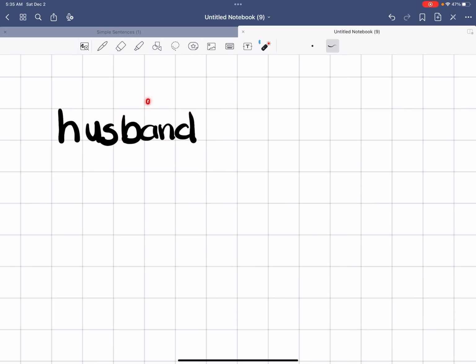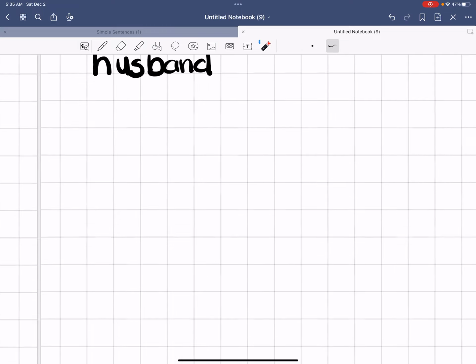So now, here's our vowel. It says apple. Why apple? Because it's stuck in between these consonants, okay? So apple. Hus, b, and, band. Husband, husband. All right, moving on.